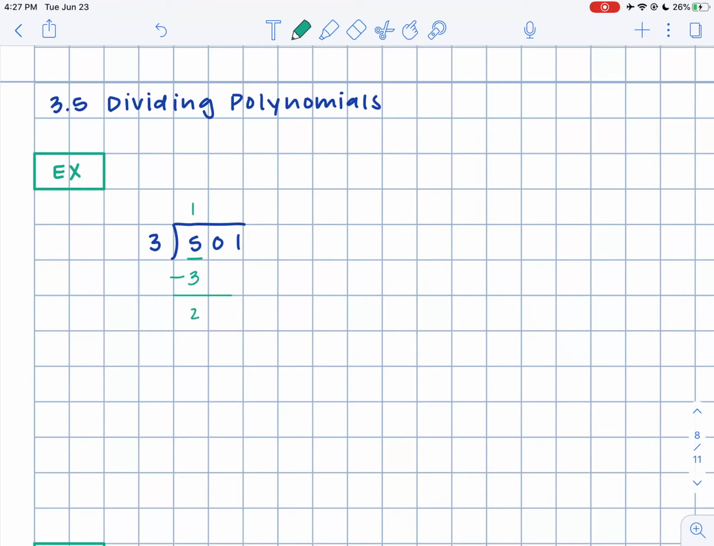So 5 minus 3 is 2. Bring down the 0. How many times does 3 go into 20? 6. 3 times 6 is 18, but we have to subtract. 20 minus 18 is 2. Now we bring down the 1. 3 goes into 21 how many times? 7. 7 times 3 is 21. We have to subtract, so we get a remainder of 0, and our answer is 167.